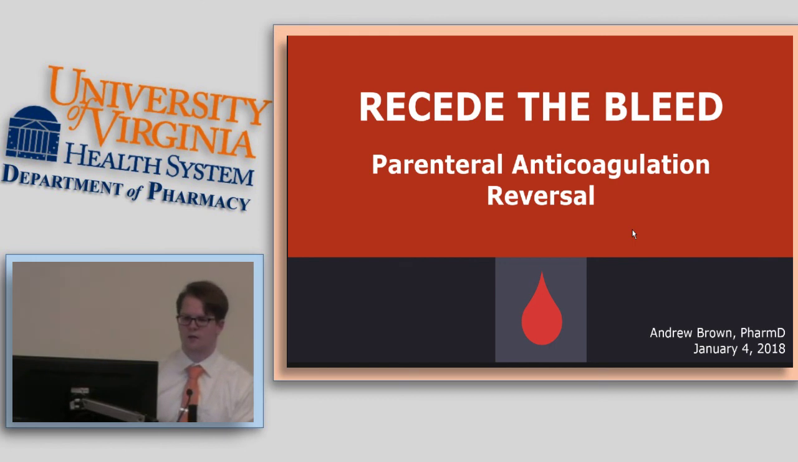APTT shows the intrinsic pathway of the clotting cascade. And so while it's really just a surrogate marker for the heparin activity, it is going to show more the pharmacodynamic effect of the drug, of protamine's effect, rather than just simply pharmacokinetic, which you would see more with the anti-10A.